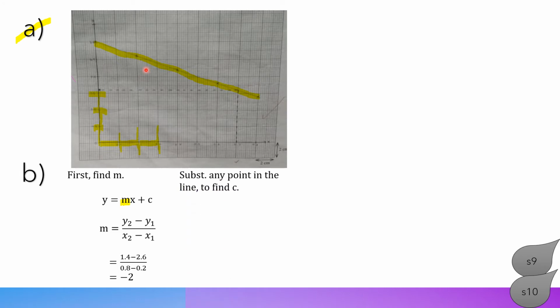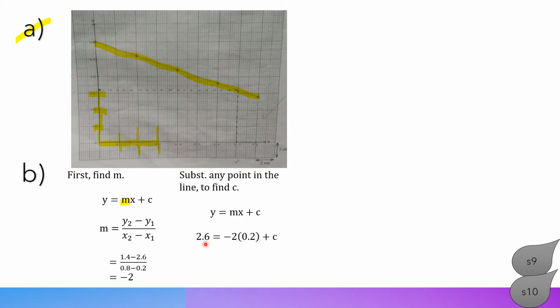Now you need to find what is c. So how do you find c? Substitute any point on the line to find c. You just choose which point you want. Now I choose point 0.2 and 2.6. Here I choose this point. The x is 0.2, the y is 2.6.